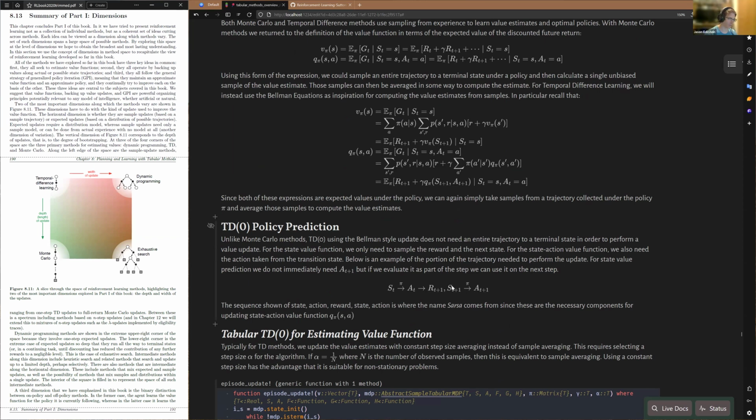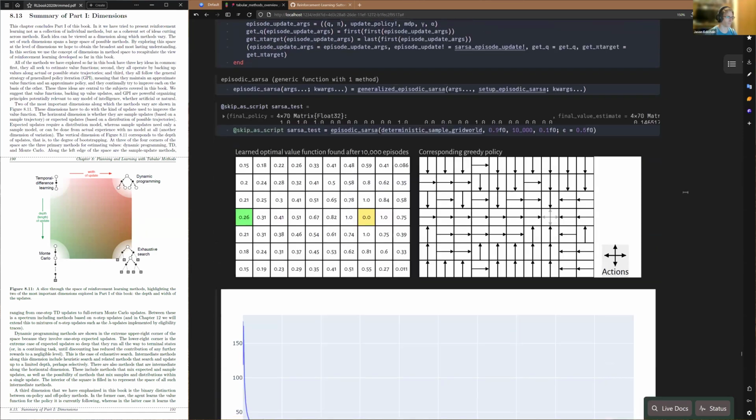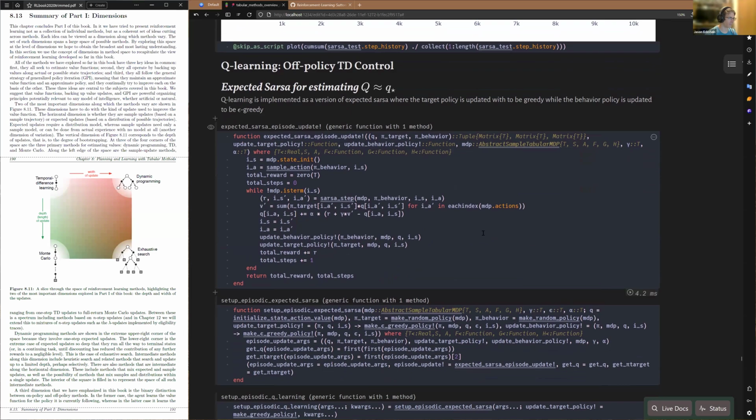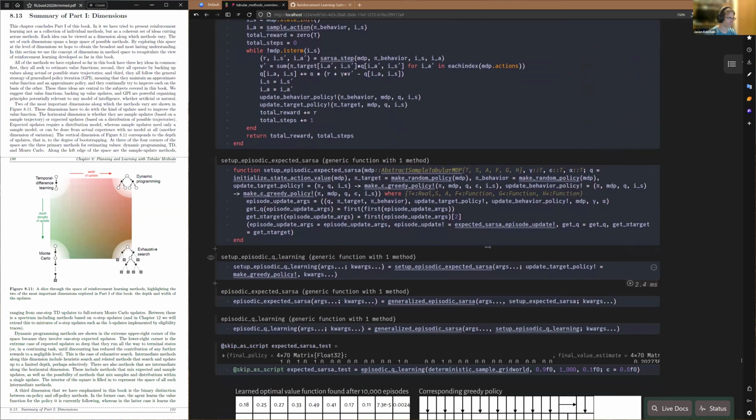In expected SARSA, we just look at this state and we do a hypothetical evaluation of the Q by not actually taking a specific action, but summing over the actions. And they have the same expected value, but in one case we're just sampling and the other we're computing it explicitly. But the advantage of computing it explicitly is that we can do something called Q learning.